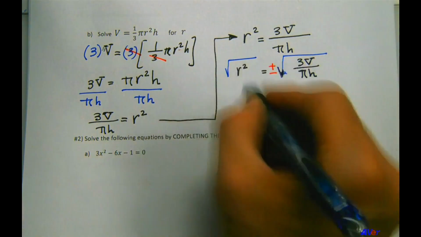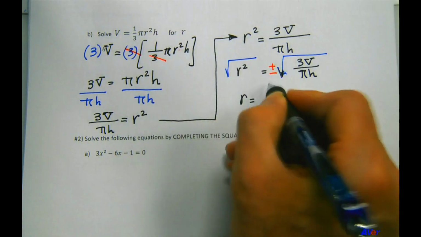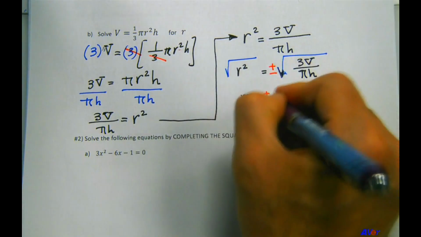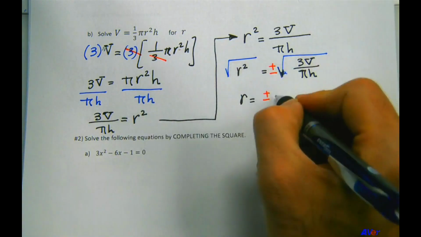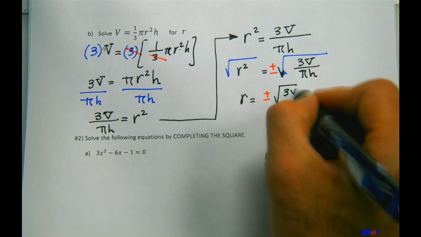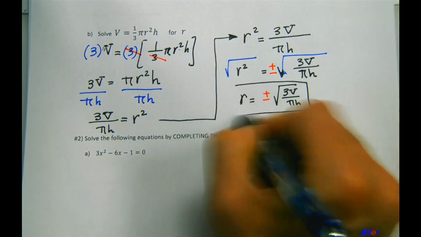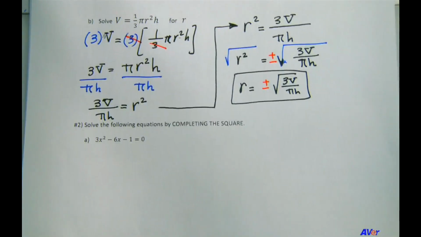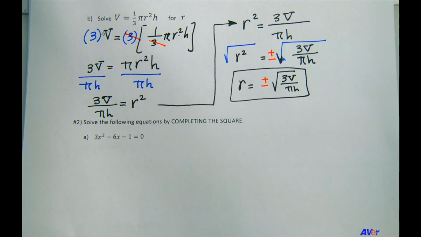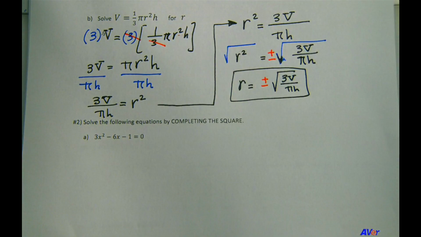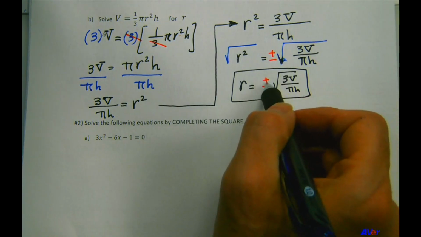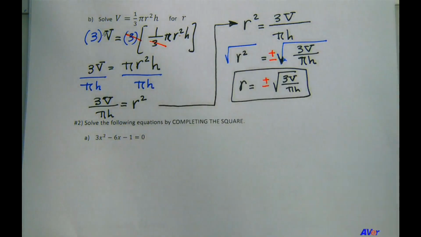Okay, so on the left, we have just r. On the right, we have plus or minus square root of 3V over pi h. And that is the final answer for us. Sometimes when you have a plus or minus answer, the problem asks you to just accept the positive one, in which case you toss out the negative and you keep and accept the positive solution.